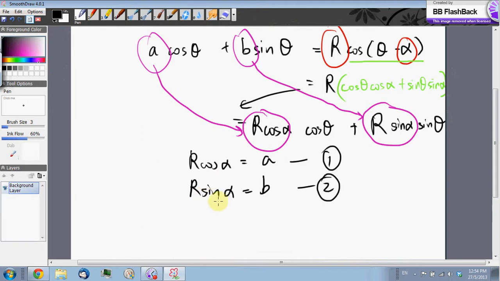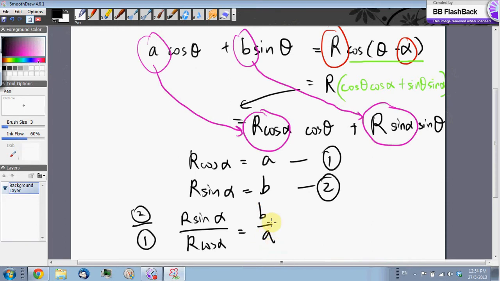To find what alpha is, you just need to take equation 2 divided by equation 1. So what happens is you get r sine alpha divided by r cosine alpha equals B over A. If I cancel the r, you'll see that, because sine over cosine is tangent, tangent alpha equals B over A. So we can find alpha, which is this thing, okay?